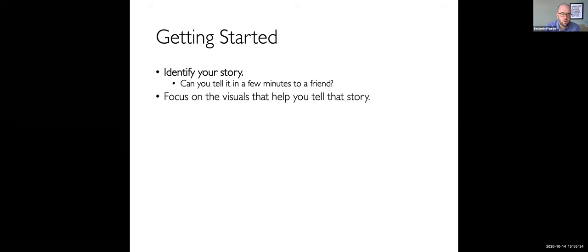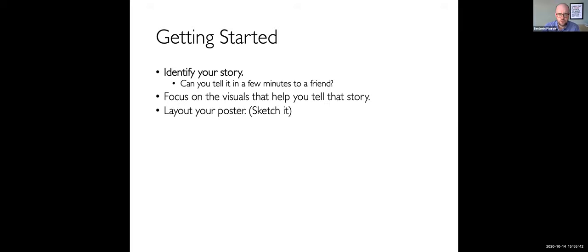Once you know your story, decide what visuals you need to help you tell that story. Are they graphs, maps, figures, pie charts, icons? What do you need? Pictures? Make a quick sketch of your poster. What do you want it to look like? Set up a grid. How are people going to read it? Pick your fonts. Pick your colors.